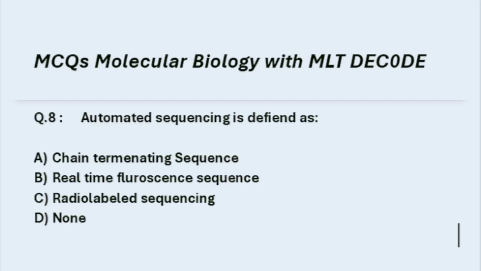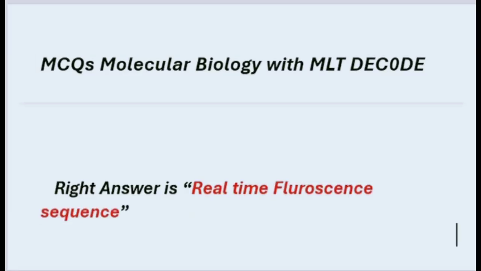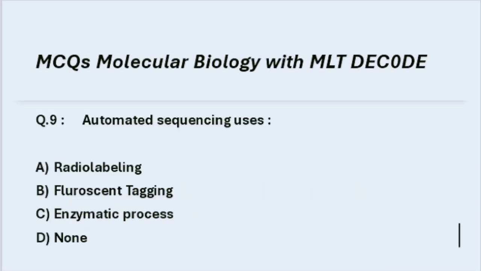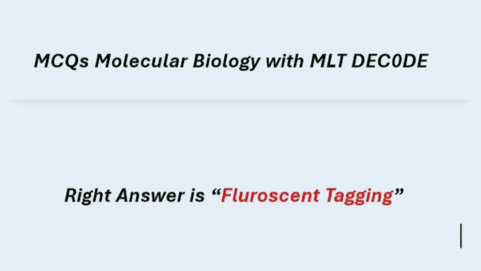The next is: automated sequencing is defined as chain terminating sequence, real-time fluorescence sequence, radiolabel sequence, or none. Right is real-time fluorescence sequence. The next is: automated sequencing uses radiolabeling, fluorescent tagging, enzymatic process, or none. Right answer is fluorescent tagging.